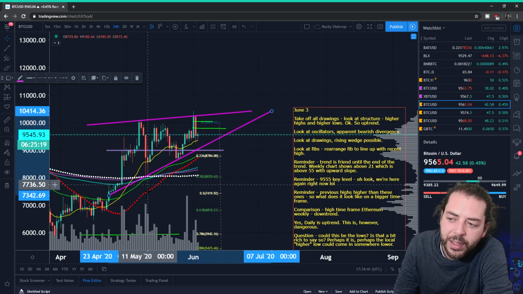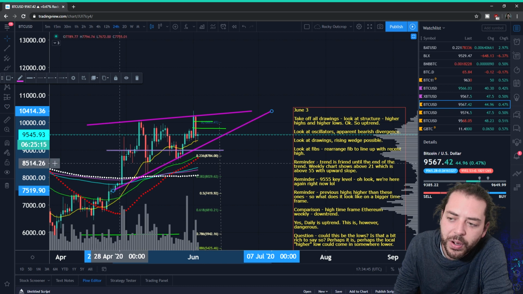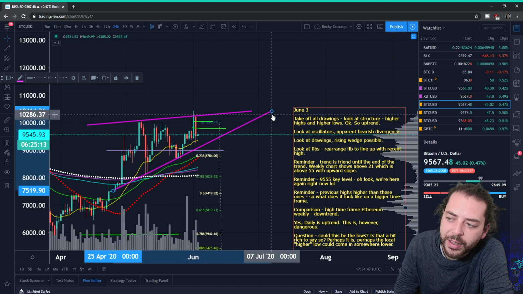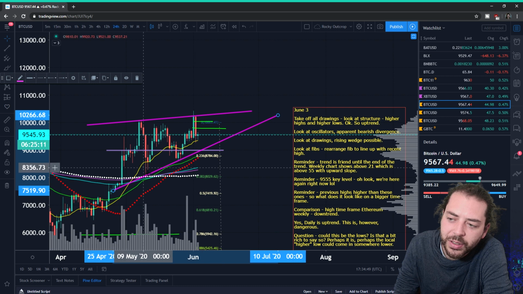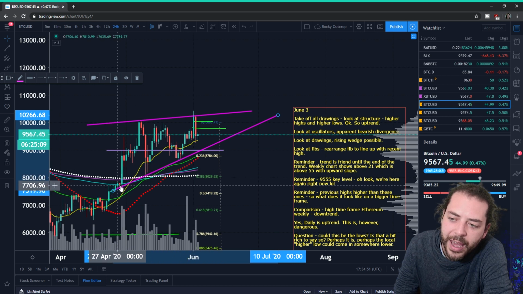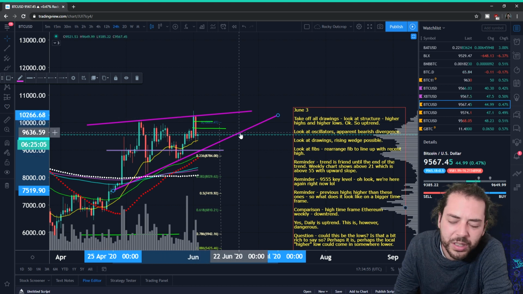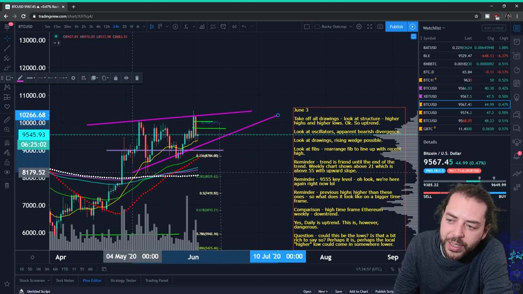Would you draw it like this and say that there is an upward slope here on the bottom part, using these wicks, perhaps exclusively using wicks, these two wicks here and this starting area? So you could say one, two, three touches. Is that how you would do it? There are other ways of looking at this as well, of course.